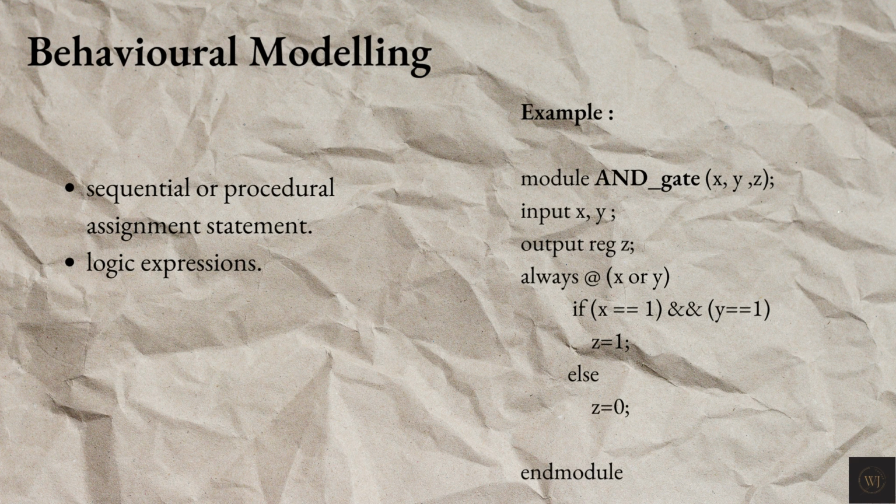Behavioral modeling describes the behavior of a logic circuit using logic expressions. The expected behavior of a design is described in an algorithmic manner or functional terms using sequential or procedural assignment statements. For example, consider the Boolean equation of the AND function, Z = Y & X. This AND function can be described by the algorithm: if all of its inputs are 1, the output is 1, otherwise the output is 0.